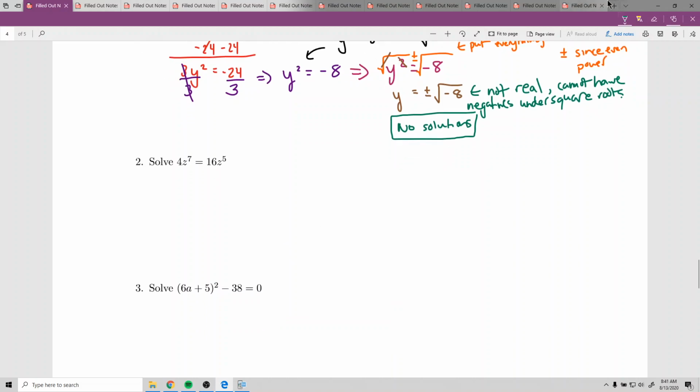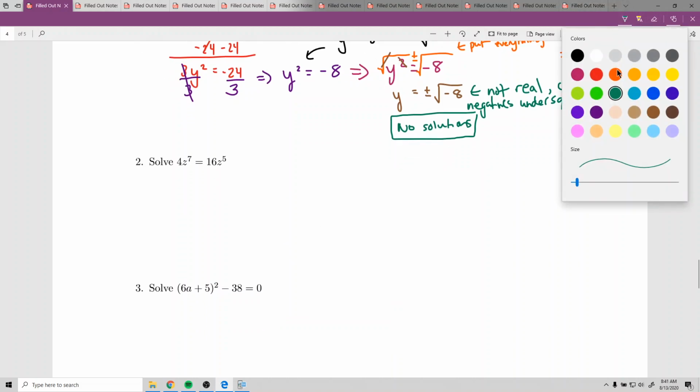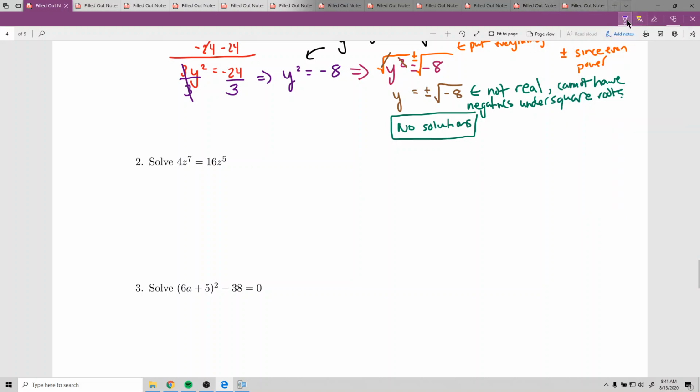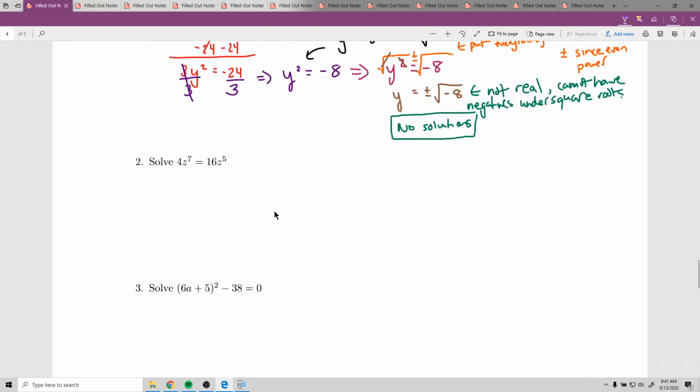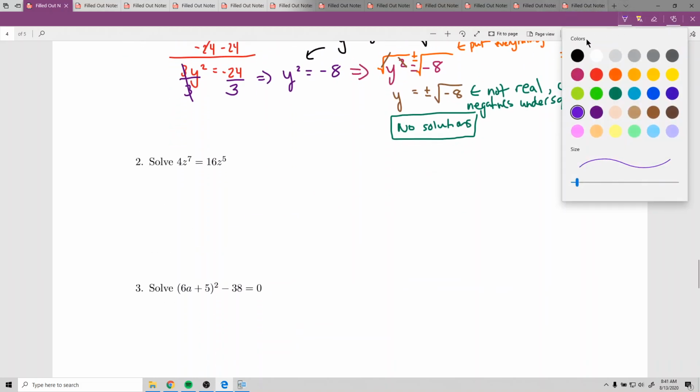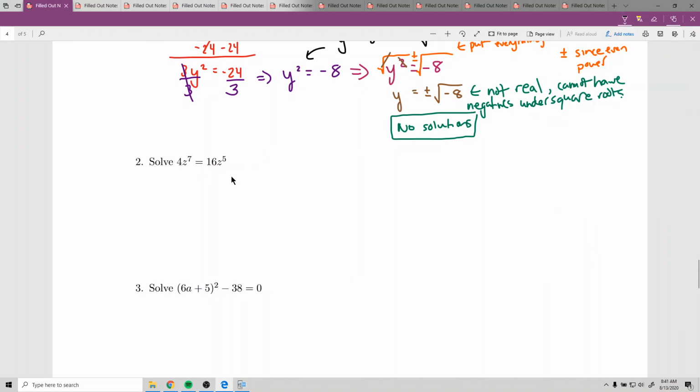All right, so number two, very similar idea, but it doesn't look similar at the beginning. We'll see why it turns into a similar problem. It says solve 4z to the 7th power equals 16z to the 5th. Now this one, it should be going off in your head that you have different powers of z, so you need to factor.